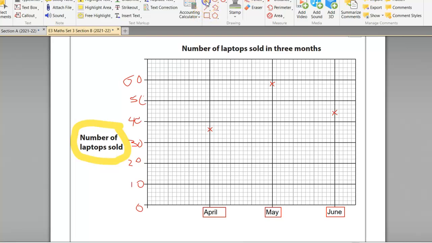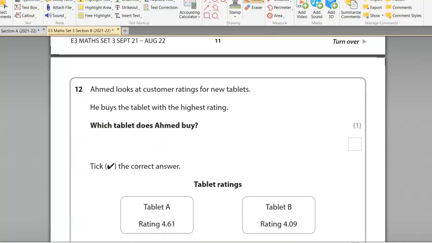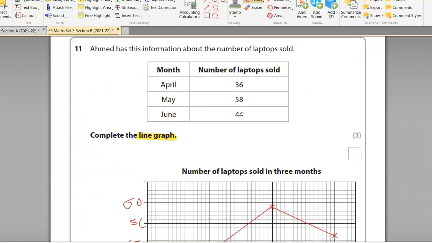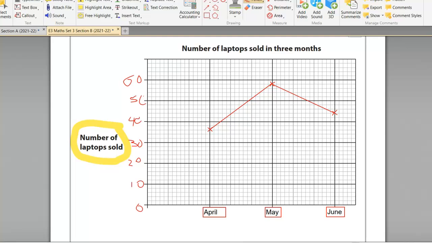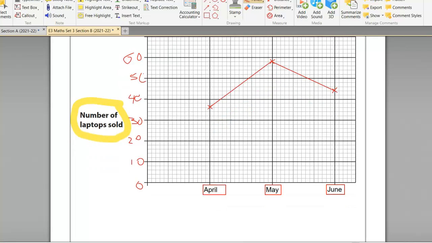Then get your ruler and join those crosses. Just like that. So you join those 3 crosses together, and that is your line graph. You don't need a line between the 0 and April. You only need to have the lines joining those 3 crosses, and that is your line graph. Okay, so that's how to draw a basic line graph. Any questions on that, obviously just let me know.